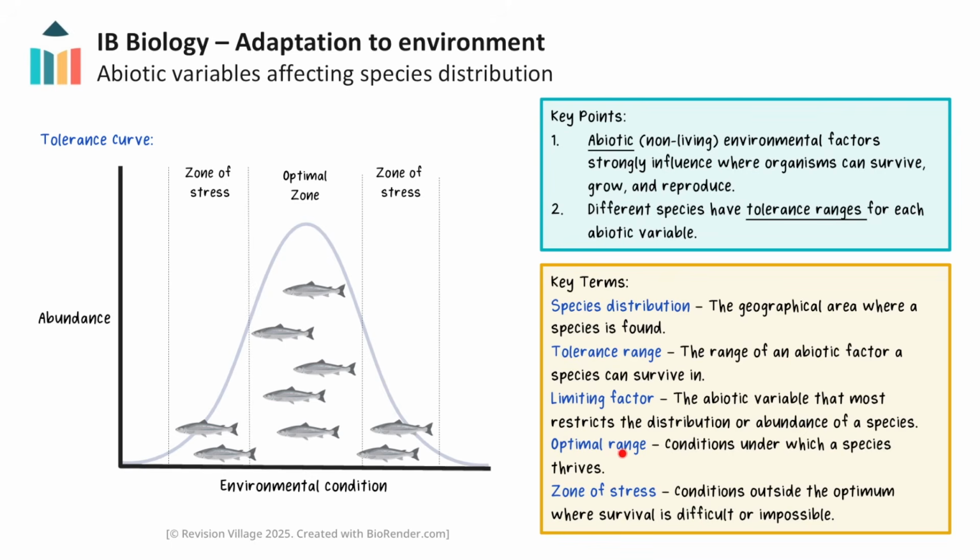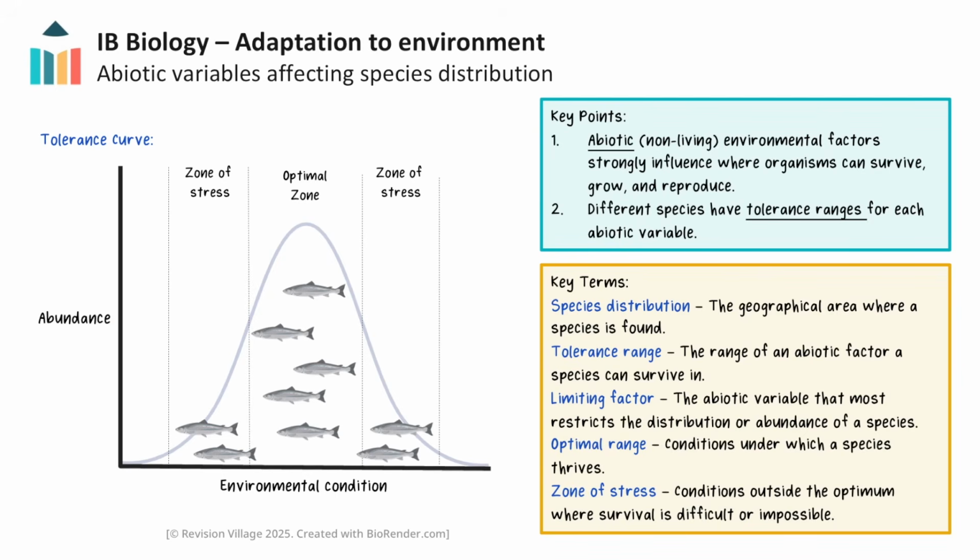The optimal range describes the conditions under which the species does best, while the zones of stress are conditions outside this optimum, where survival becomes difficult or impossible. Here is a tolerance curve, which shows the relationship between an environmental condition, temperature, and the abundance of a species. As you move along the x-axis, the environmental condition changes, and on the y-axis, you can see how the number of individuals in the population varies.